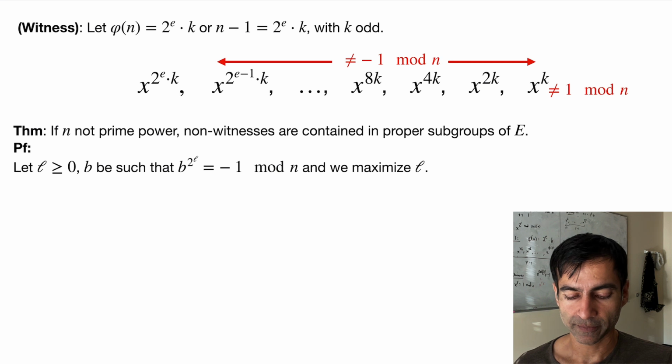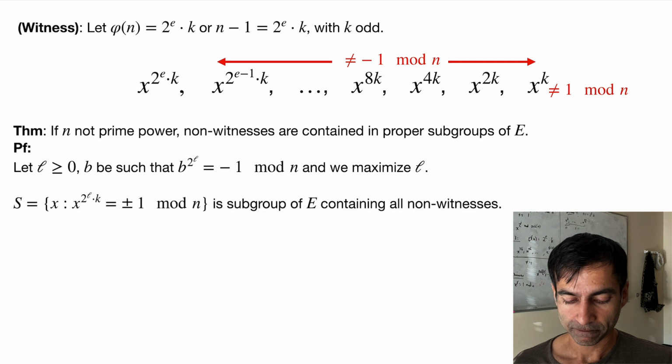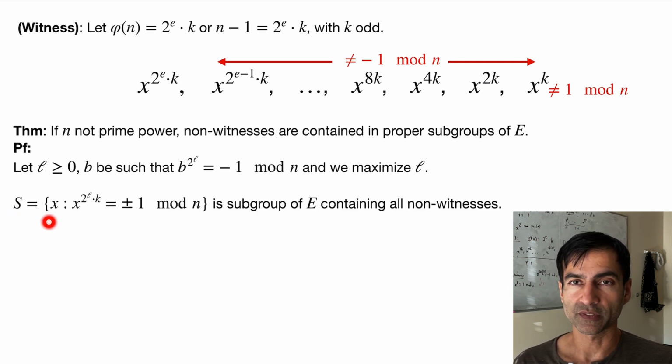So choose L in this way. There is always a choice for L that works, because if you set b to be minus 1, then L equals 0 works. Okay. So choose L in this way. And now I claim that this set S is a subgroup of E containing all the non-witnesses.